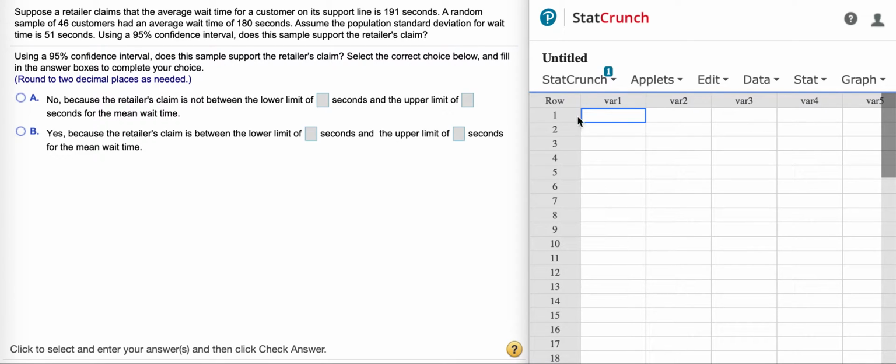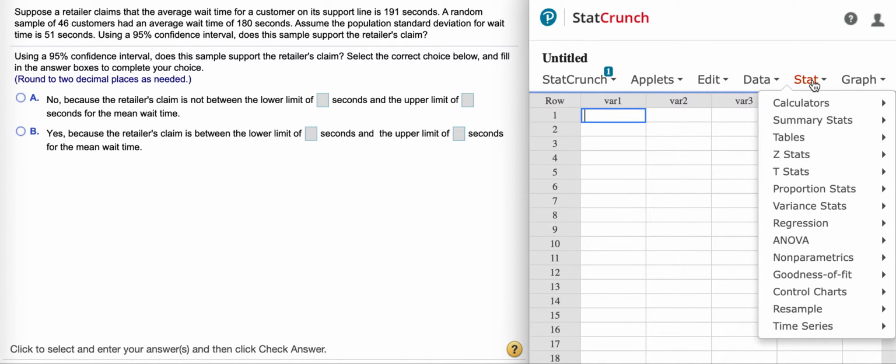So what we're going to do is, they're claiming it's 191, and we're going to use the sample to figure out whether it's not equal to 191. So we're going to construct a confidence interval to start with. And since we're doing a confidence interval for the average wait time, the mean, we're going to do Stat, and we're going to do z-stat or t-stats.